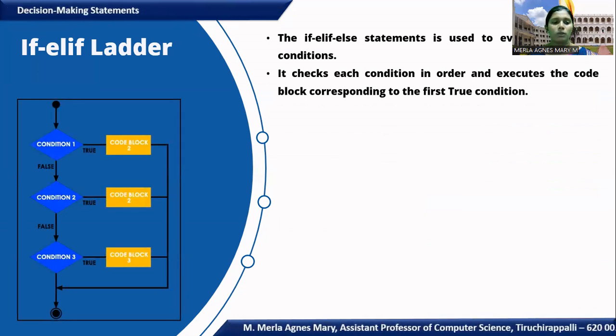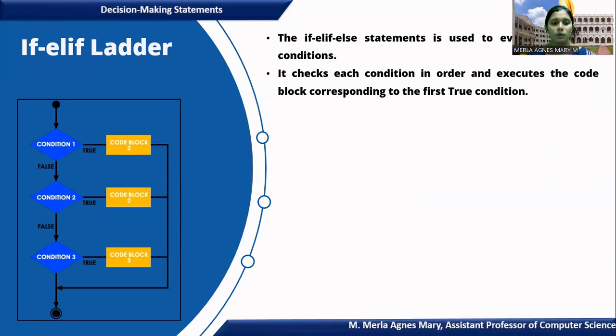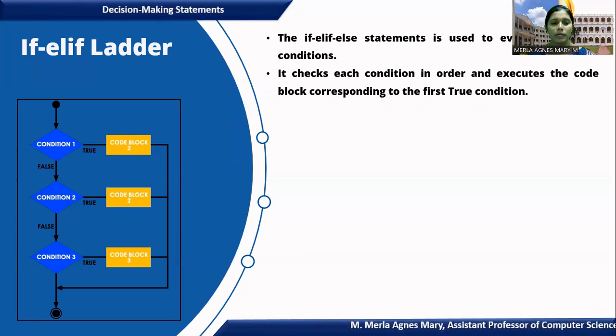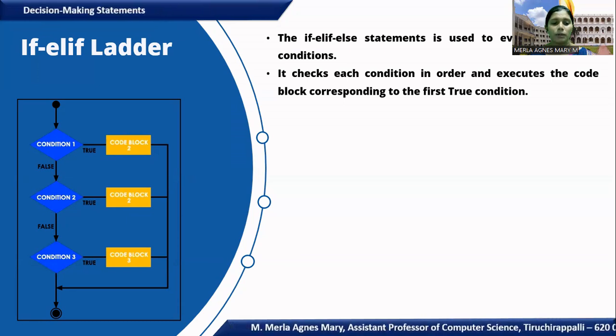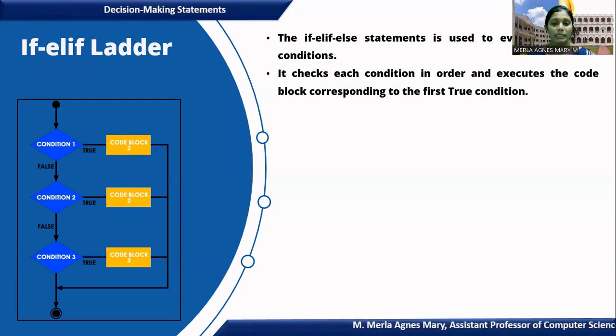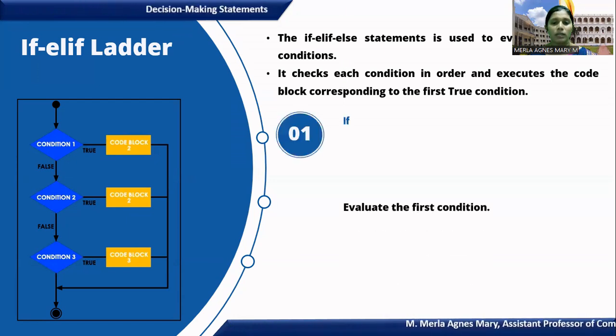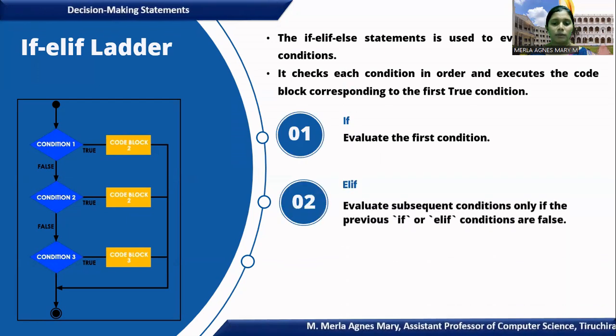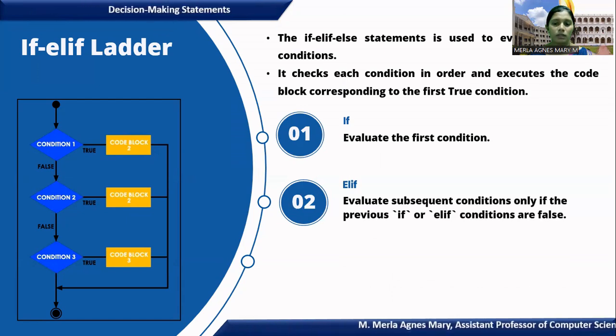So it comes to condition 1. If condition 1 is true, it prints the block of code inside condition 1 and exits. If condition 1 is false, it moves on to the second condition. If the second condition is true, the block of code will be printed. Otherwise, it moves on to the third condition. If the third condition is true, it will print the block of code. Otherwise, it will exit. So first, the if condition will be evaluated, and second, the elif will be evaluated, and so on for the subsequent conditions.